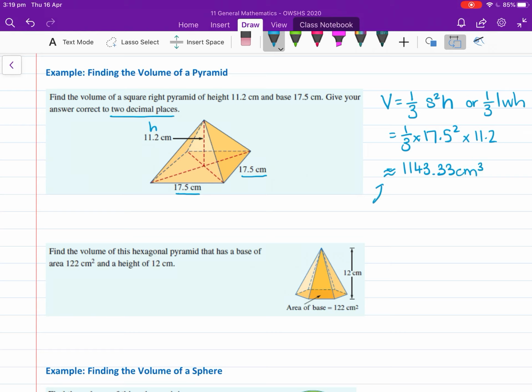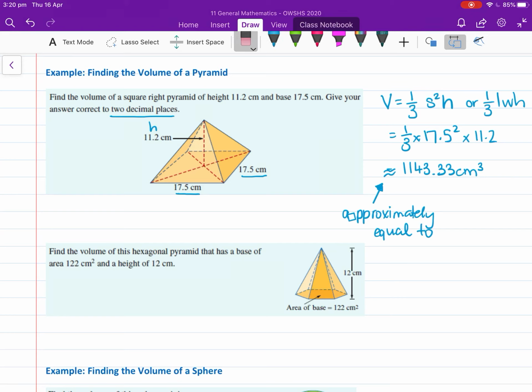Now, you'll notice that I've put in a shape here. And it's a squiggly equal sign. That just means approximately equal to. And we use that because of the fact that we were rounding.